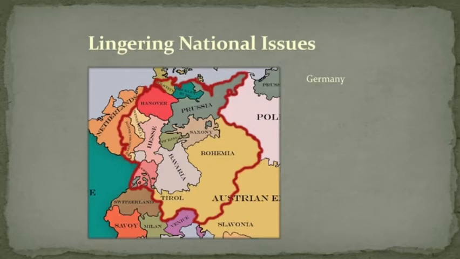Now, Germany had been left still divided. So Napoleon had cleaned Germany up. There had been hundreds of different states, but now there were 38. But 38 still wasn't one Germany that many of the Germans longed for.